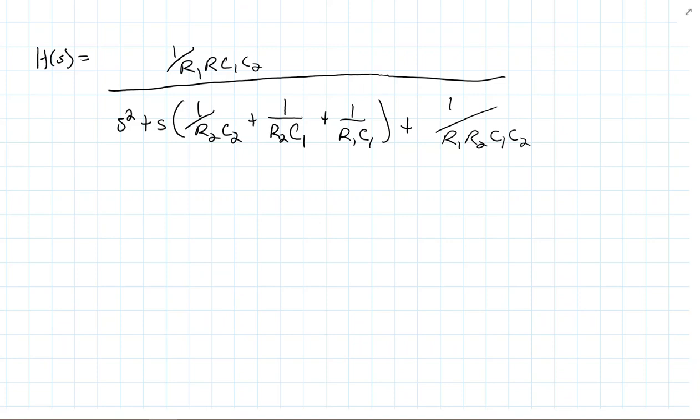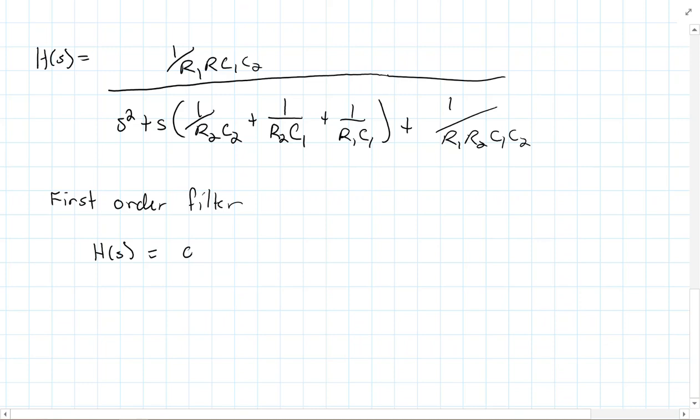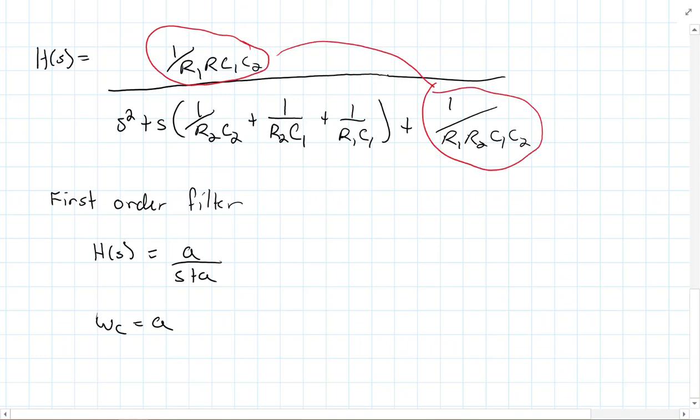Okay, so let's look at this transfer function a little bit here, and just remember for the first order, let's go back to the first order filter, where we had my transfer function being a over s plus a, and then my cutoff frequency was simply equal to a. Well, now I don't have this, but notice here, I've got the same term here and the same term here.